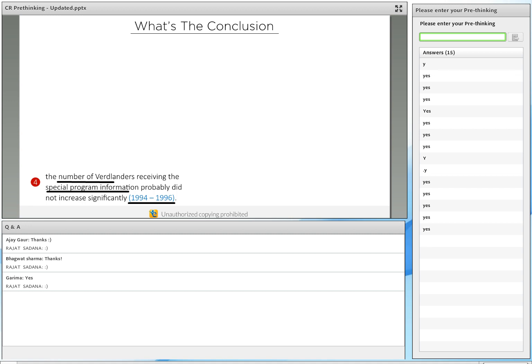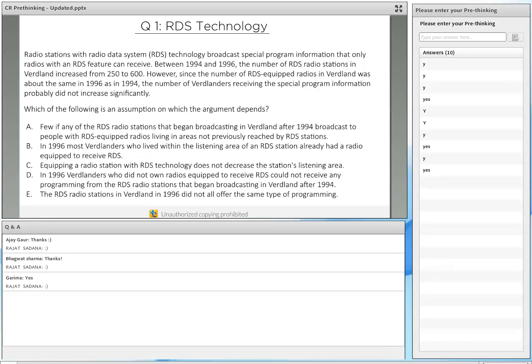Yes. Now, if the conclusion talks about this, would you agree that the assumption should also be related to special program information? If the conclusion is about special program information, then the assumption should also be related to special program information, just purely from reading the conclusion. Agreed? And this is something I'm just showing, and this is where that focus truly helps.